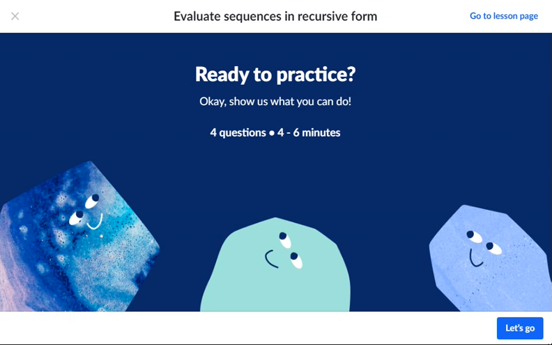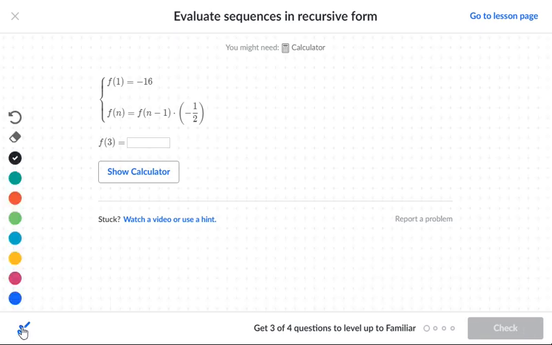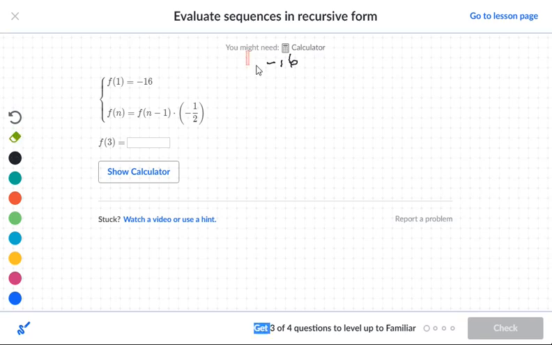Sequences. Evaluate sequences in recursive form. Okay, so on this problem right here, you start with a negative 16. So we have a negative 16. This is my first term. So negative 16.